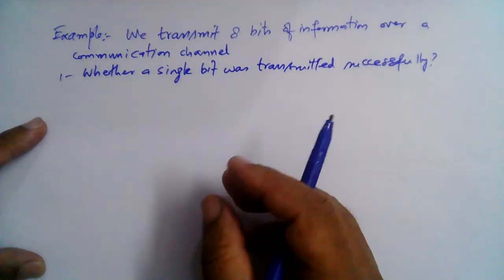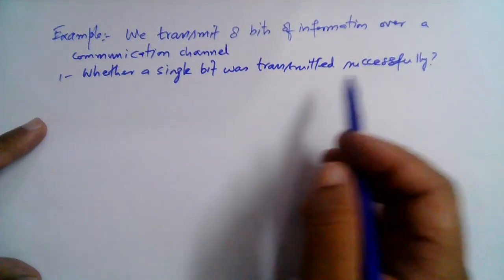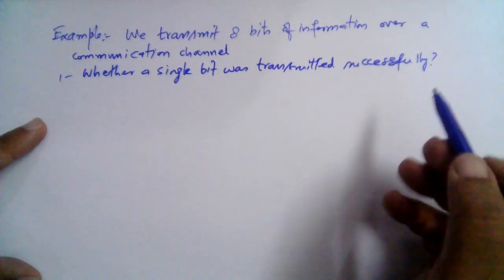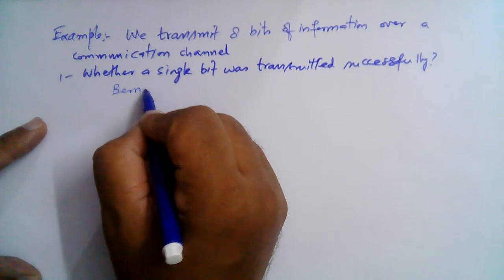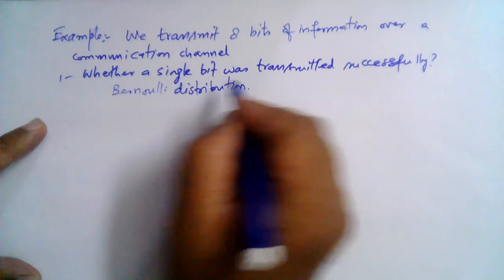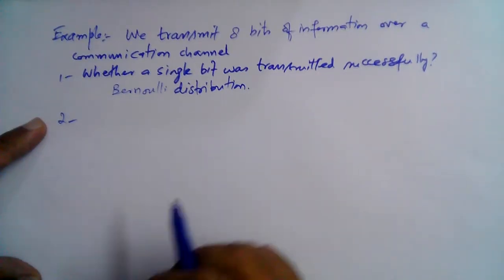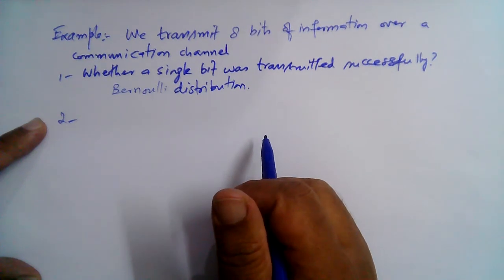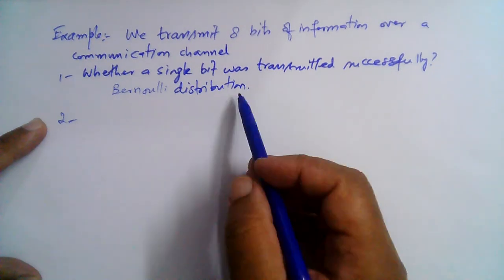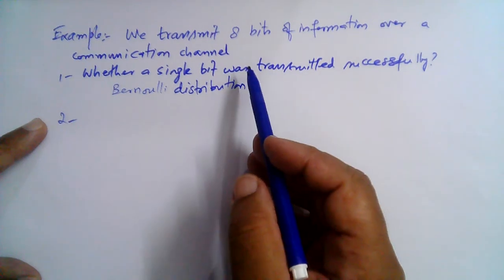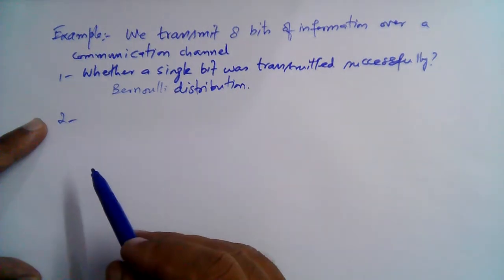So again, the answer may be that it was successful or it was unsuccessful. So again, this is a kind of problem for which we use Bernoulli distribution. And then whether the information was transmitted successfully, this may also be treated as a single event with two outcomes, either successful or unsuccessful. This will again be treated by Bernoulli distribution, right?